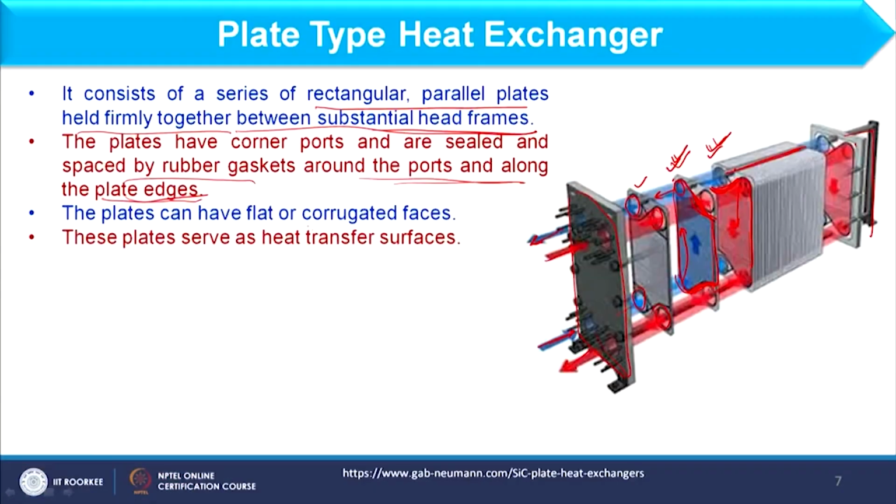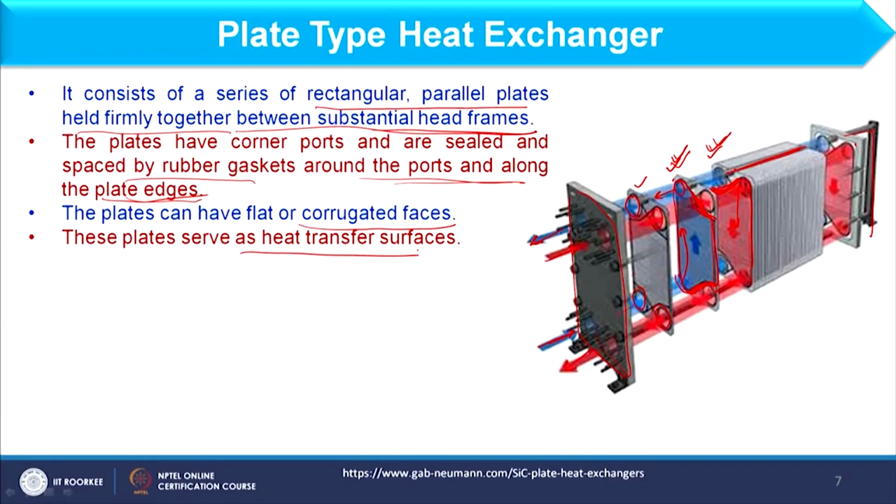So, welding means what? Two plates will be joined permanently. Welding or brazing means what? Two plates will be joined permanently. So, it has advantages and disadvantages also, and some disadvantages are there with the gasket also, that we will discuss later on. So, plates can have flat and corrugated faces because each plate will have some structure.